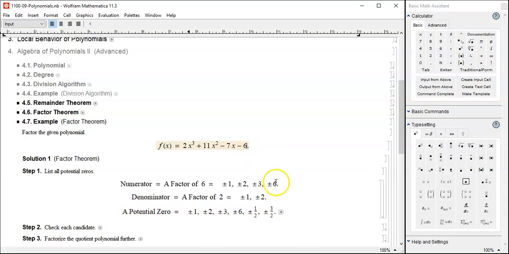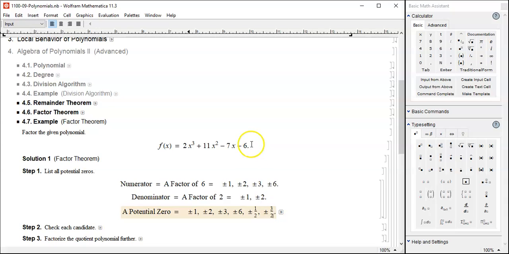So this one has factors 1, 2, 3, or 6, and plus or minus, of course. And this one has factors 1 or 2, plus or minus. And then take the ratio. If the denominator is 1, then you get 1, 2, 3, 6, and always plus or minus one way or the other. And if the denominator is 2, then 1 over 2, 1/2. 2 over 2 is 1, that's already covered. 3 over 2, that's 3/2. 6 over 2 is 3, and that's already covered. In the end, we have all these.